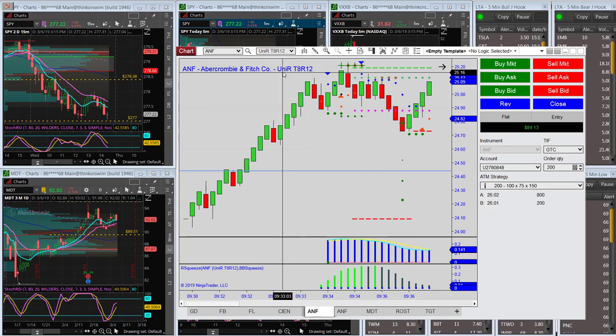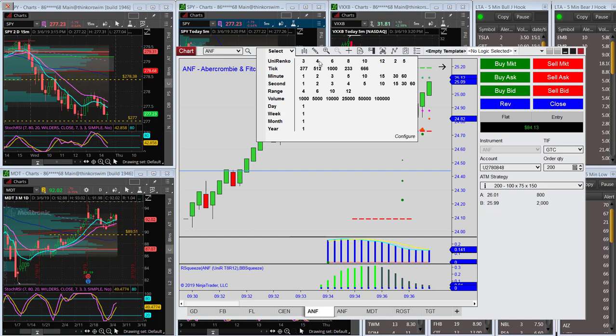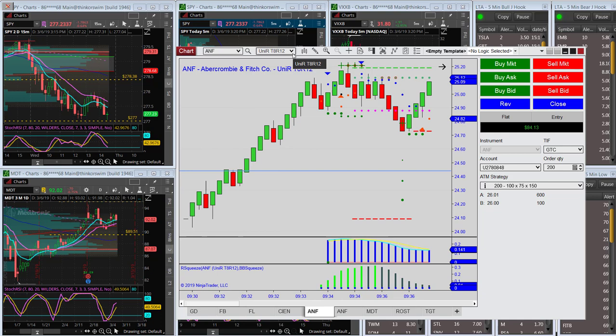I am looking at a Unirenko chart. It's a type of Renko chart. I'd be happy to share it with you if you do have NinjaTrader. It's set at 8 ticks with a 12 tick reversal. That's my standard go-to. And a Unirenko chart for stocks, is there an equivalent in thinkorswim?